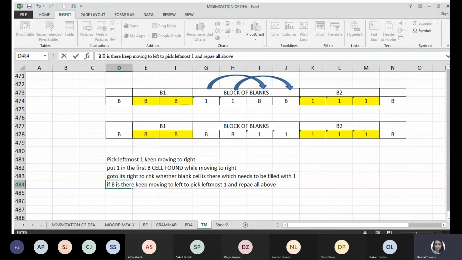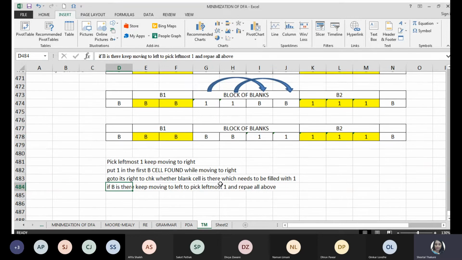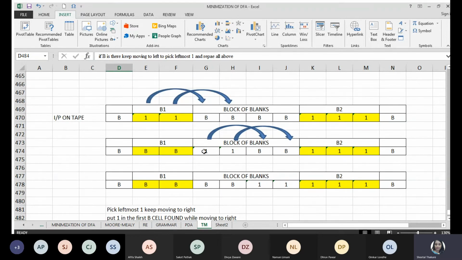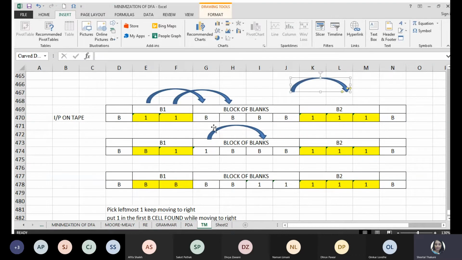Now here, how will you get to know that it is the leftmost one? Your aim is to pick the leftmost one. What is happening here now? Consider this is B, this is 1. What have you done at this point? You have shifted the 1 from here to here. So out of 4 blanks, 1 is occupied, 3 blanks you are left with. And this 1 is picked and shifted, so this is blank.